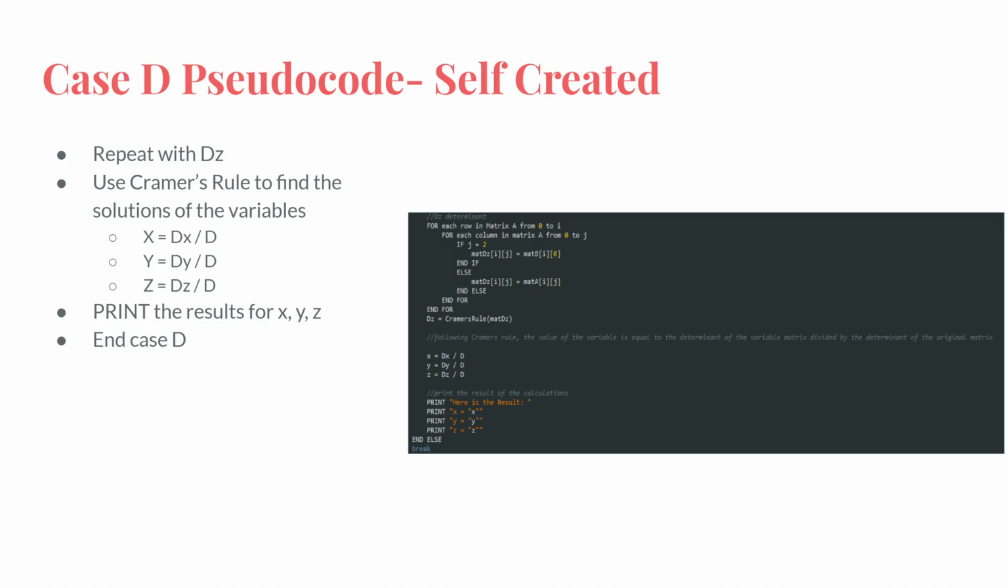And once I found those values for dx, dy, and dz, I followed Cramer's rule to find the value of each variable by using x equals dx divided by d, y equals dy divided by d, and z equals dz divided by d. And then I had the program print the result of the calculations, printing each x, y, and z value that corresponds.